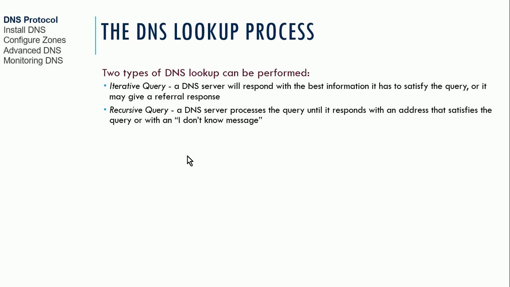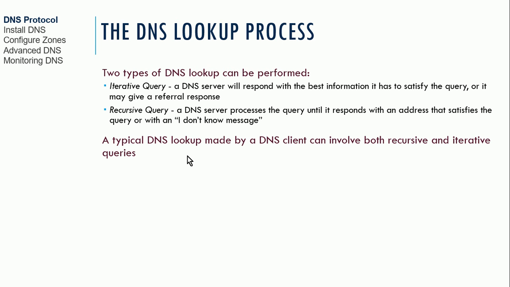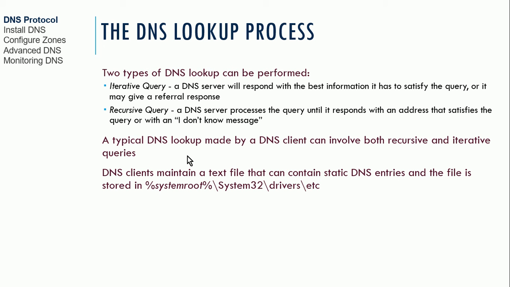A recursive query, on the other hand, is where a DNS server processes the query until it responds with an address that satisfies the query or with an I don't know message. In a recursive query, the server is checking higher up in the hierarchy until it can find the answer to your question. So a typical DNS lookup made by a DNS client can involve both recursive and iterative queries.